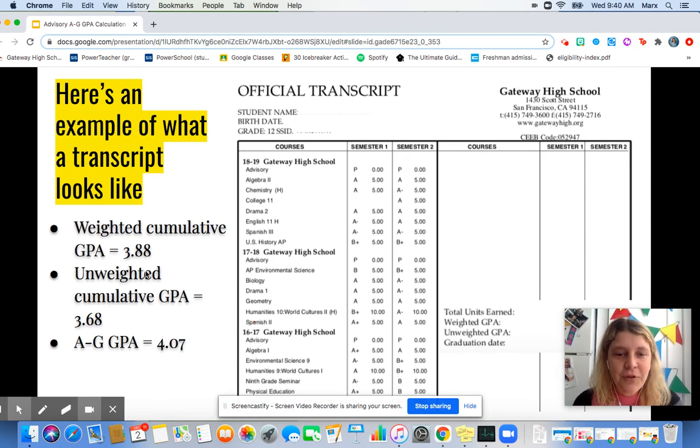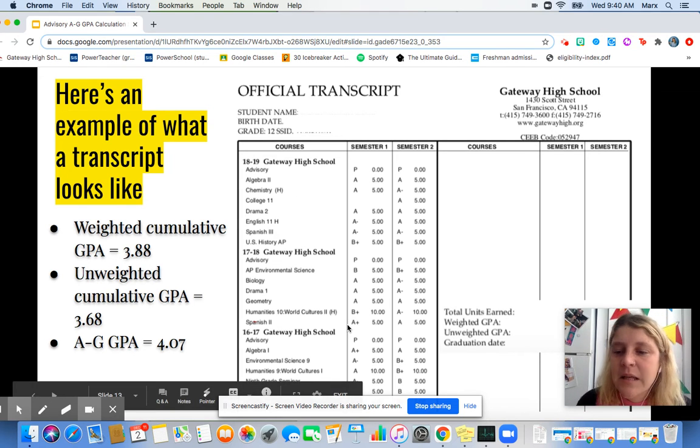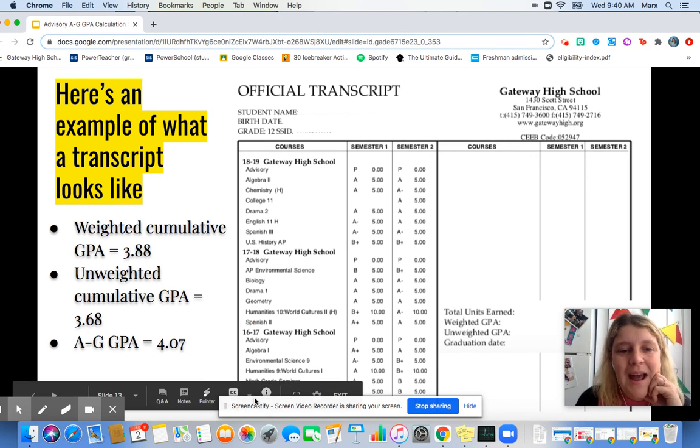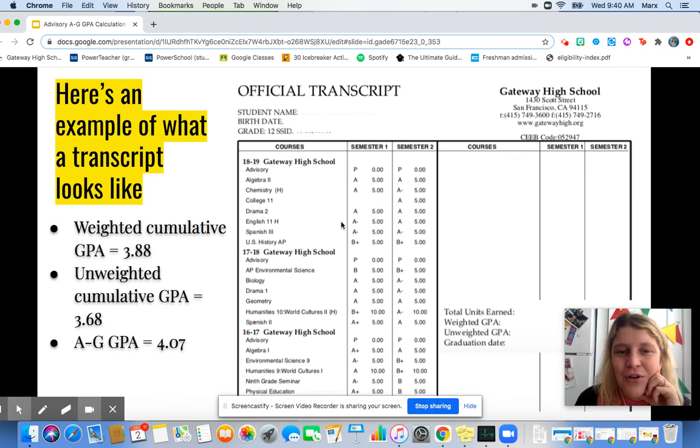And it's going to be different for everyone. Sometimes your A through G GPA will be lower than your cumulative if 9th grade was your strongest year. Sometimes it'll be higher, like it was for this student. Sometimes it's pretty much the same thing. And the reason we wanted to show this to all of you is just to really point out how important 10th and 11th grade years are for the college admissions process. So if you didn't know, now you know.